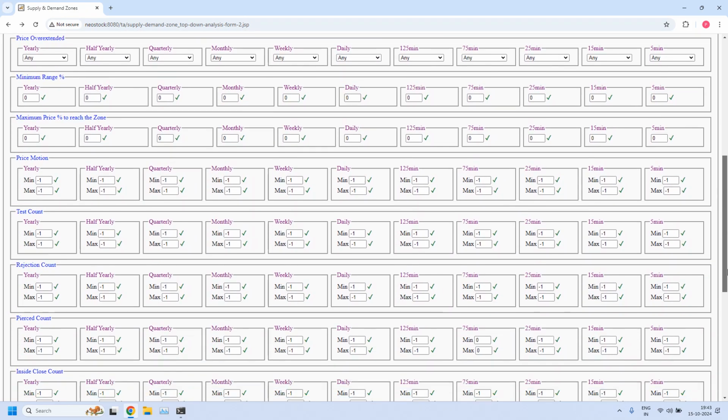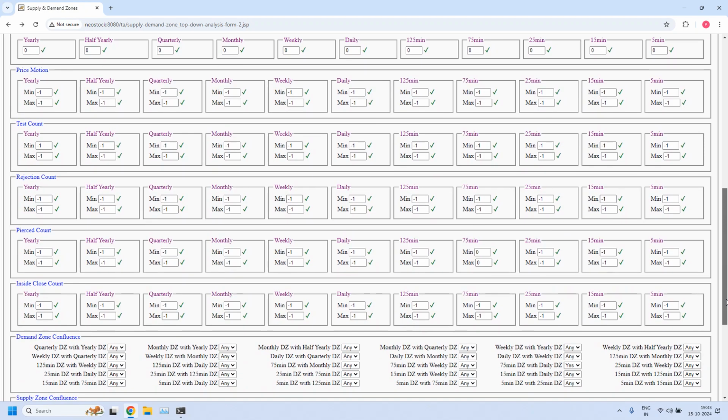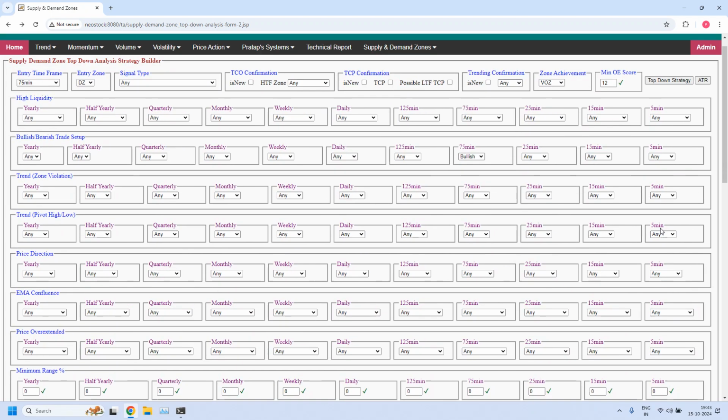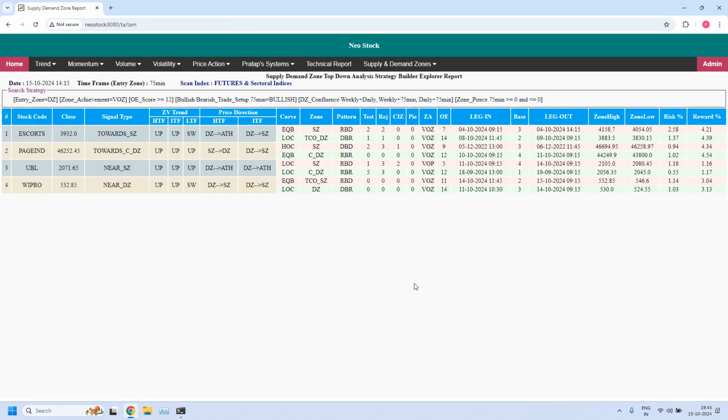Now in the demand zone confluence, you need to add 3 filters. Already one filter is enabled. That is 75 with daily is enabled. Next, 75 minutes demand zone with weekly demand zone I am enabling. Daily demand zone with weekly demand zone also I am enabling. With all the 3 filters, we can get LTF, ITF, HTF confluence.